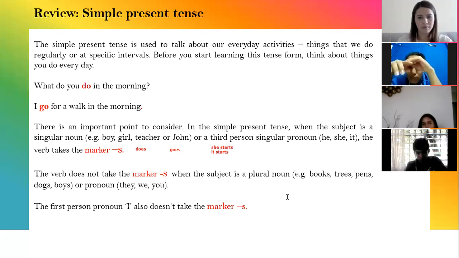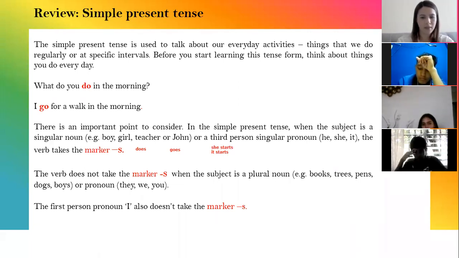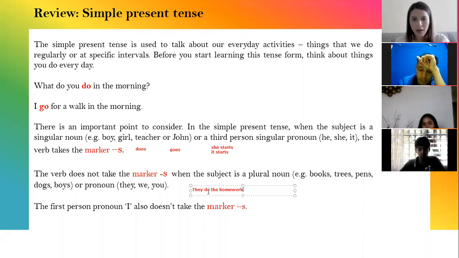They do the homework. Okay, in this case, we don't add ES. We don't say they does the homework, we say they do the homework. Students do the homework, okay? Cuando esté en plural el sujeto, they, we or you, o estos ejemplos que están aquí, los libros, los árboles, las plumas, los perros, los chicos, no añadimos una S al verbo, okay?